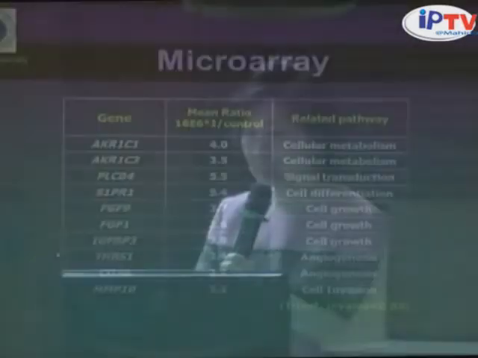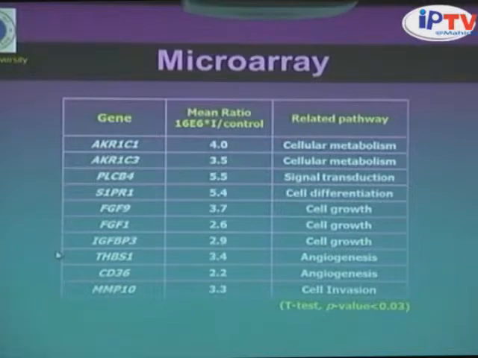So we started our work by doing a microarray. We looked at the change of the expression level in human cells after transfection with the E6*1 protein from HPV 16. And what we found is a list of about 10 genes that were upregulated, increased, in these E6* containing cells.